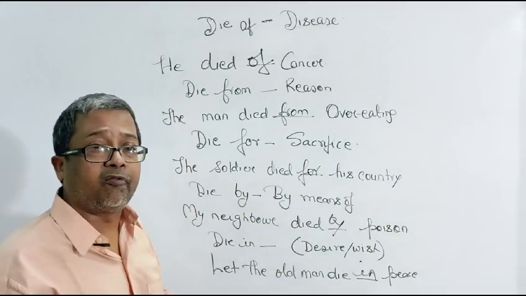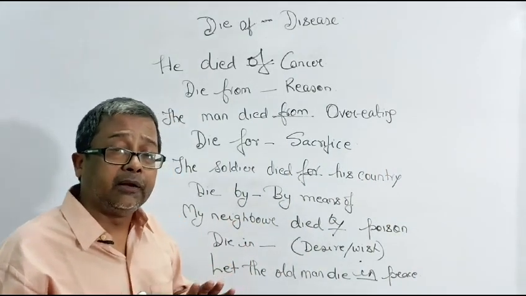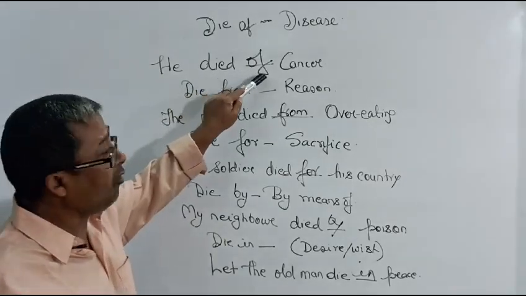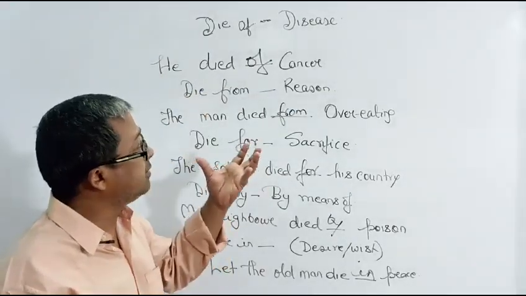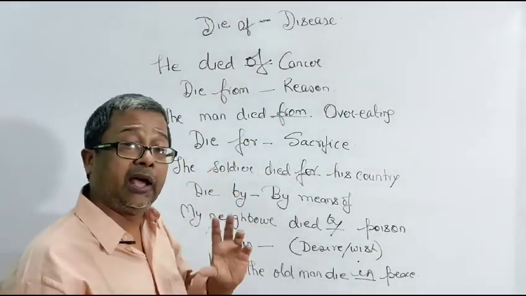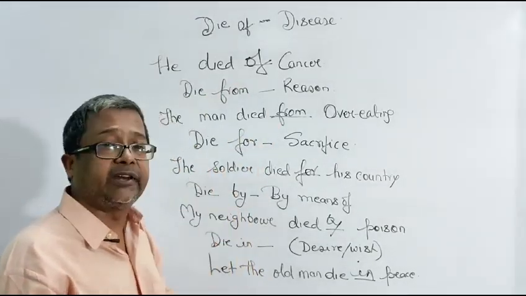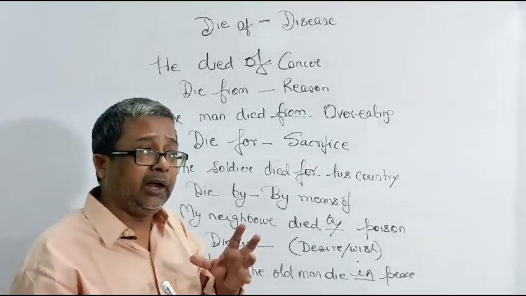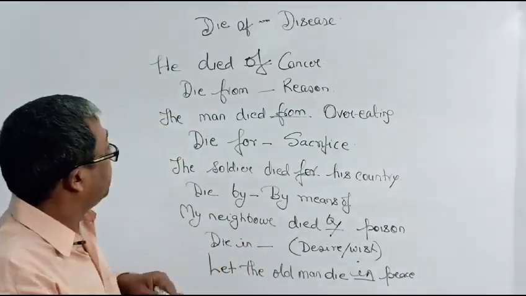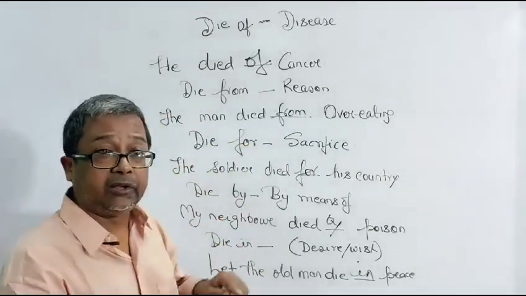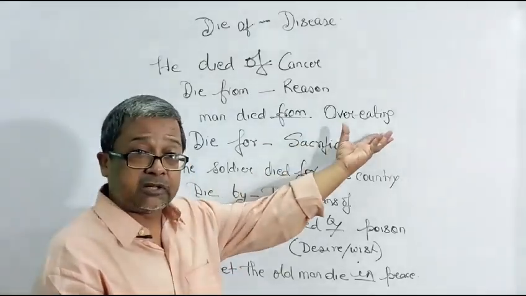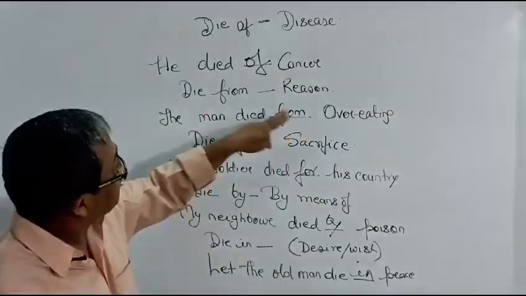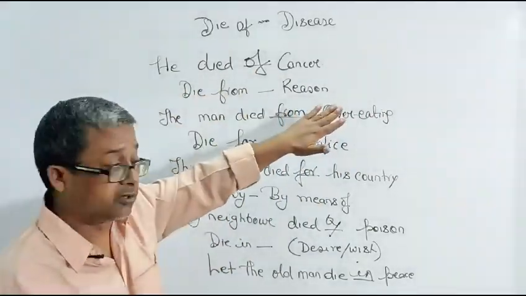We use die of when we want to highlight a disease, like he died of cancer. Here the death is because of cancer. We are highlighting the disease which caused the death. Next, die from. Here we are highlighting the reason, like the man died from overeating. The man ate so much and for that the man died. So the man died from overeating, but he died of cancer.